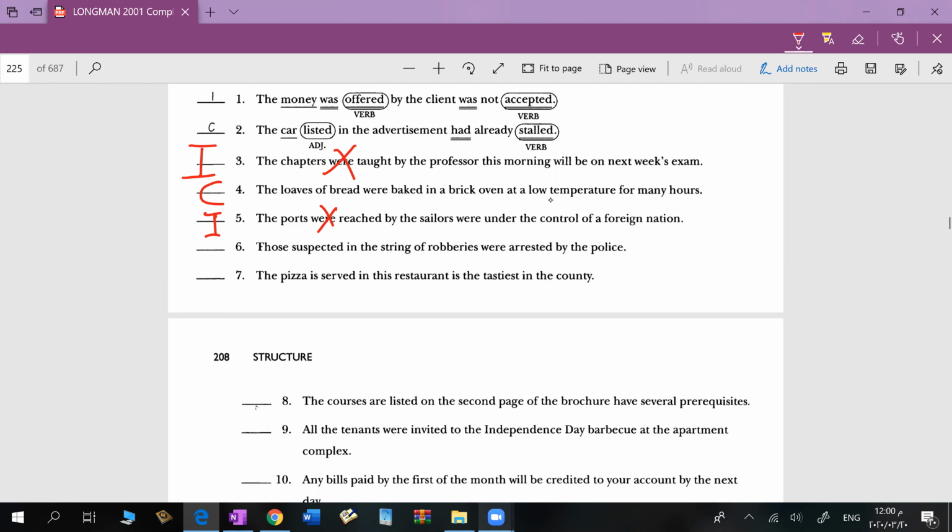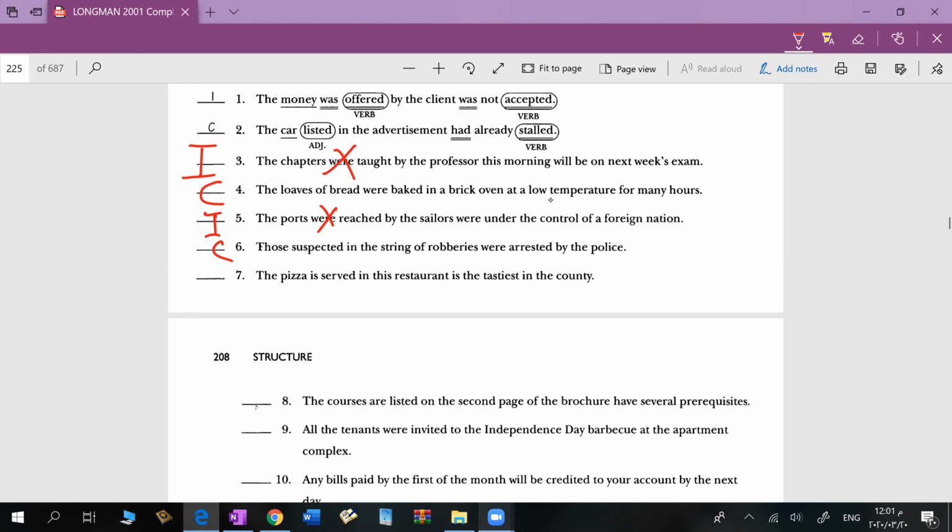"Those suspected in the string of robberies were arrested." What do you think? Correct. Those suspected. Let me ask you a question. How can we make it a full relative clause? Those who... are suspected or were suspected? Were suspected actually is better. Those who were suspected were arrested.